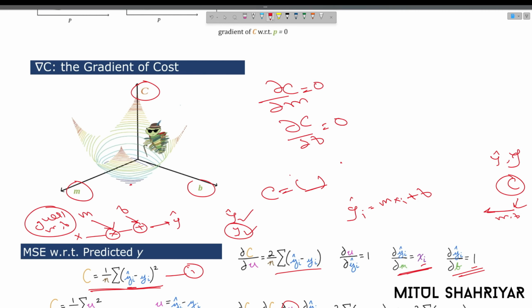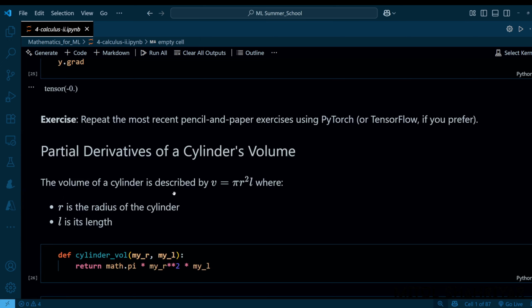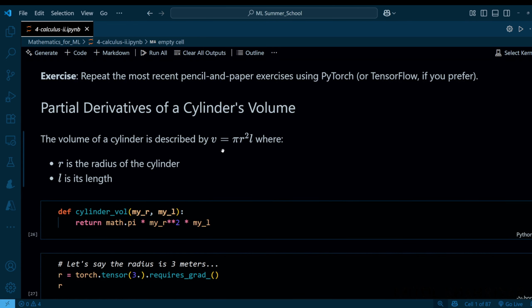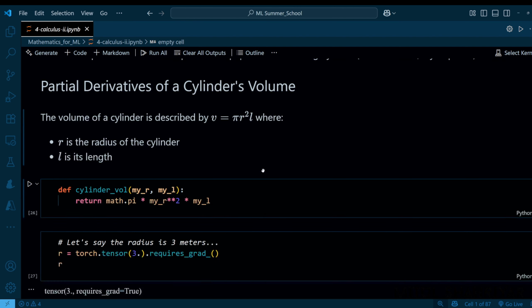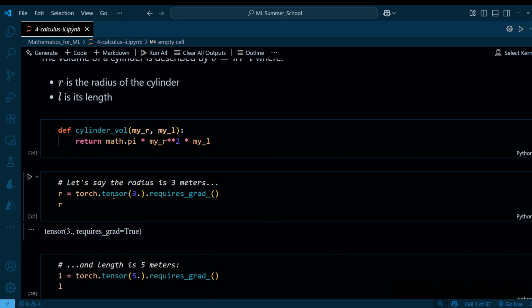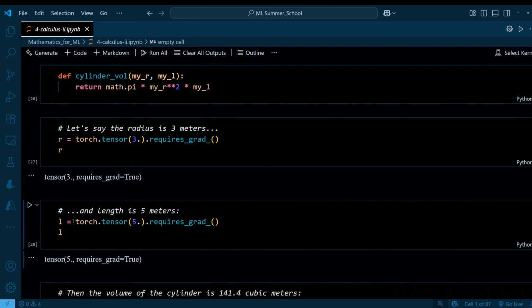Yes, cost function. We will talk about cost function later as well. So volume is pi r square L, no problem with that. What we are doing is saying the cylinder volume should be math pi, that means pi, times r square, the same thing, pi r square. Then we say r should have a value of 3, and L should have a value of 5.